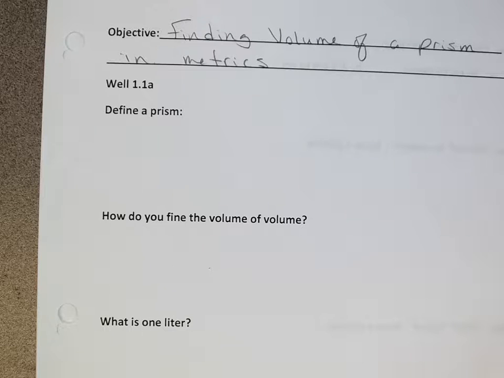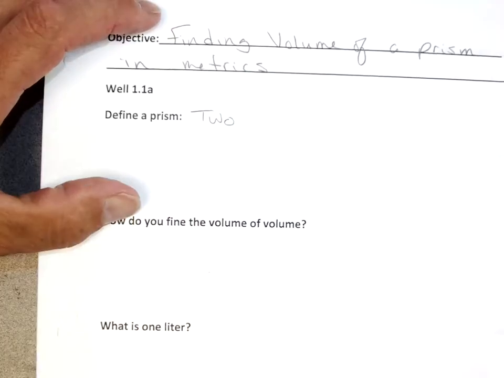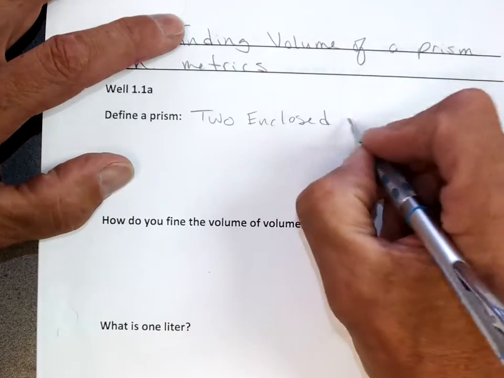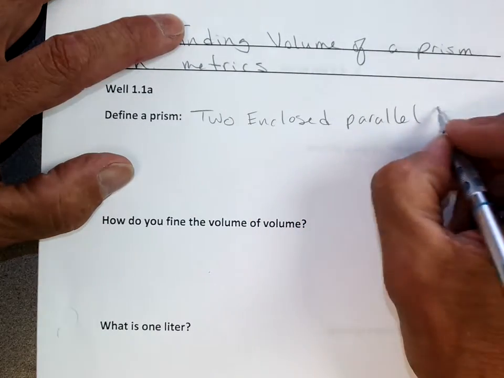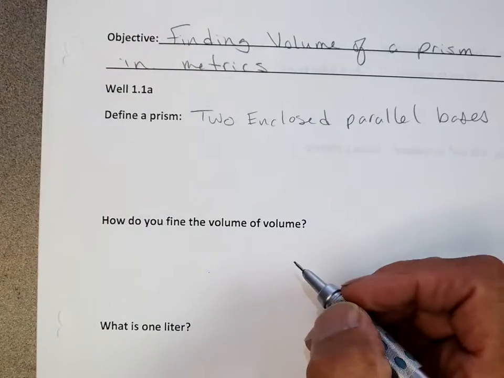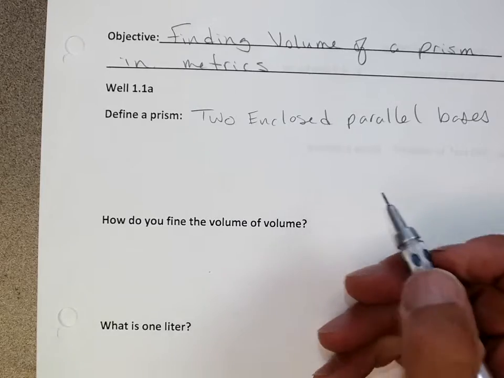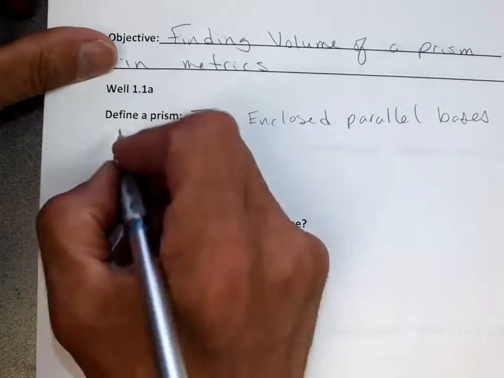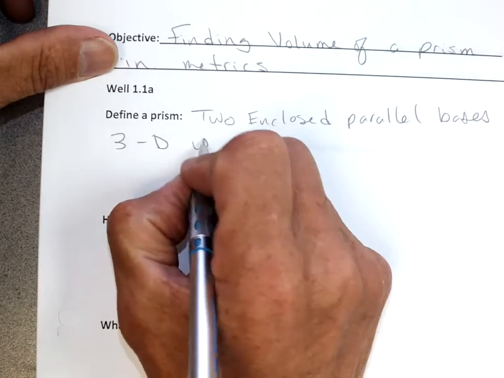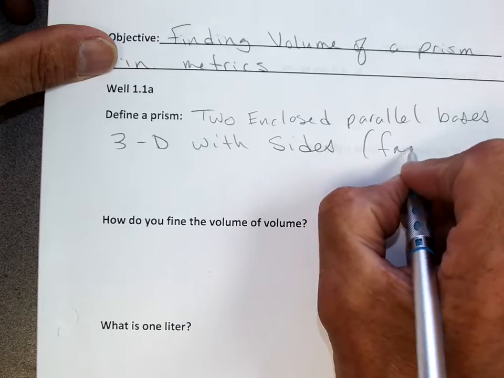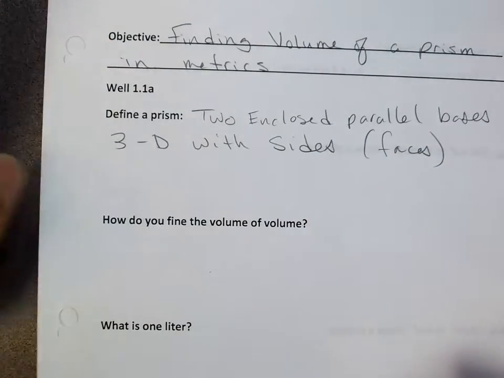So let's give ourselves a definition. What do you guys think? Okay, so let's go back. It has to have 2 enclosed, parallel bases. Cody, that was your definition, kind of, right? Now, Ellie's got to have faces, right? So it has to be three-dimensional, 3D with sides. But we're going to call those faces. How's that?